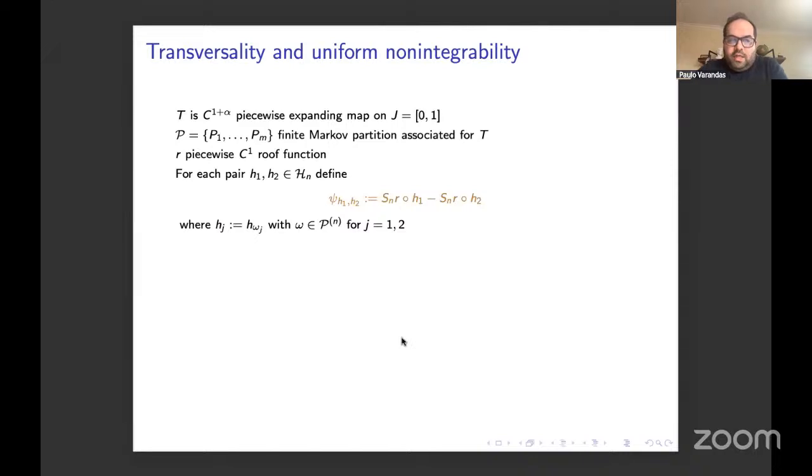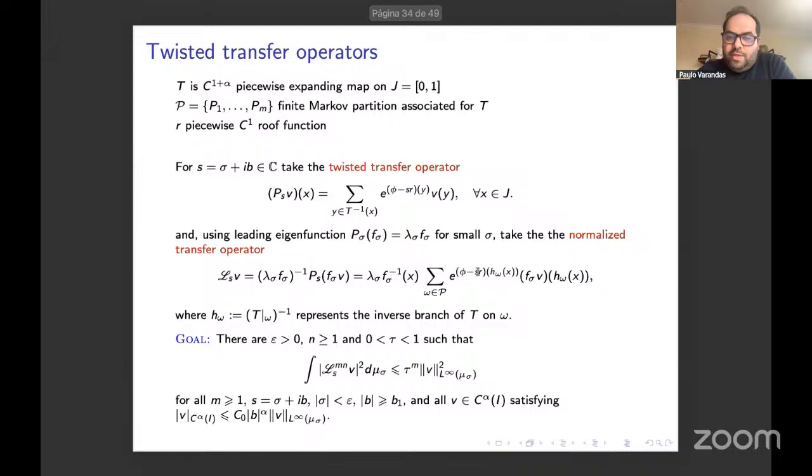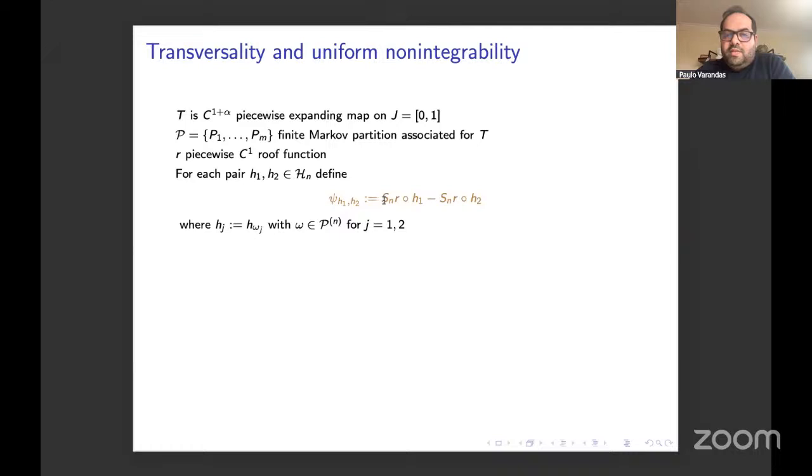From the technical point of view, the terms that determine the phase are given by R. So when you iterate this transfer operator, what you obtain is the sums of the roof function computed in different points. And these points are given by the pre-images by T. So I'll define by H1 and H2 different inverse branches of the map T to the power n.